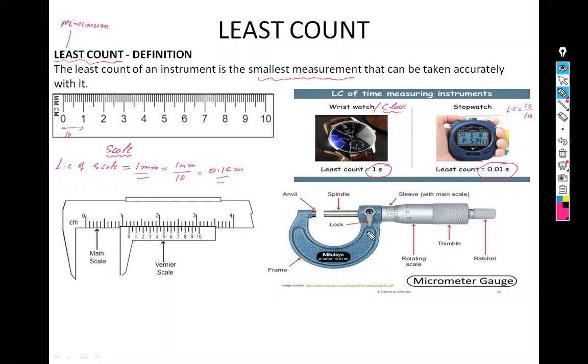And look at this one, this is a very new instrument in front of you. That's called micrometer gauge or micrometer screw gauge. What is its least count? Look at this one. This scale is 0.1 centimeters. Only 0.1 centimeters, or 1 millimeter.